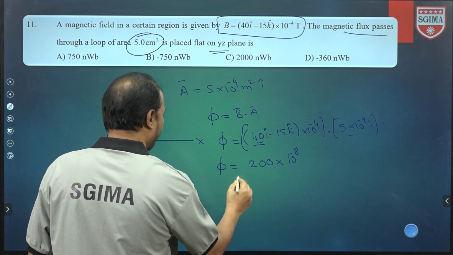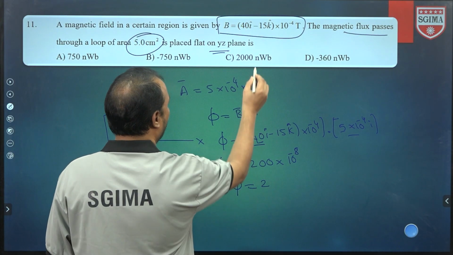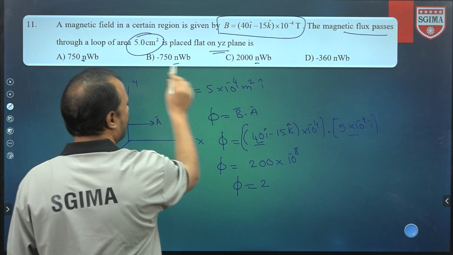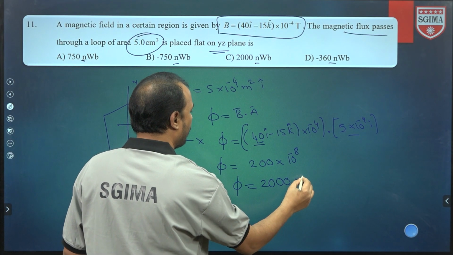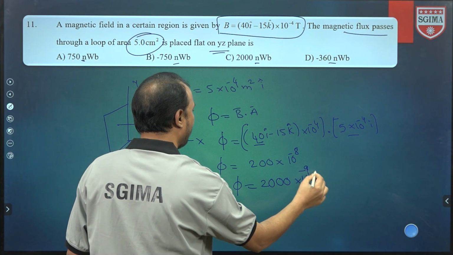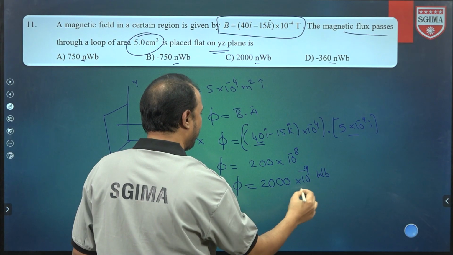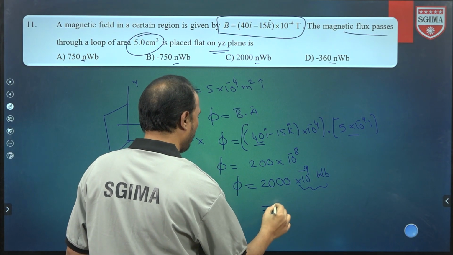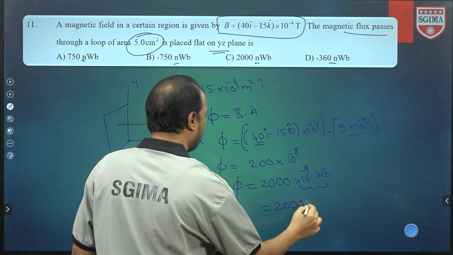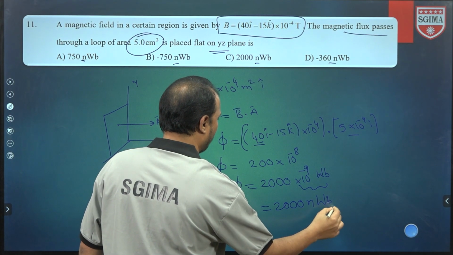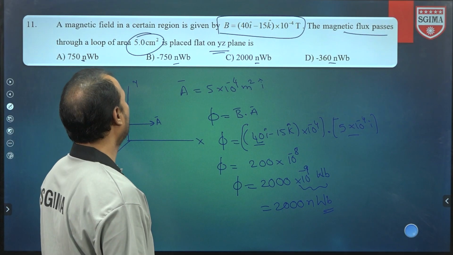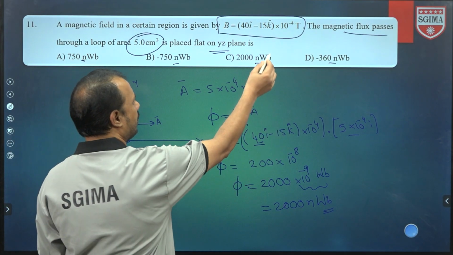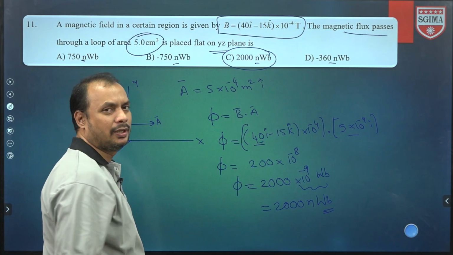So this value, written in terms of nano, is 2000 times 10 to the power of minus 9 Weber. Minus 9 is written as nano, so 2000 nano Weber. It is the magnetic flux required, which is passing through the given loop. So 2000 is nothing but option C.